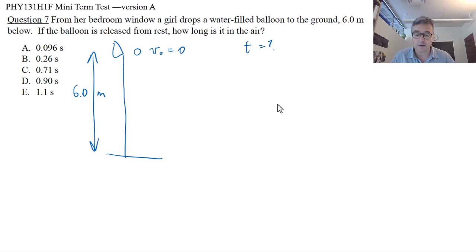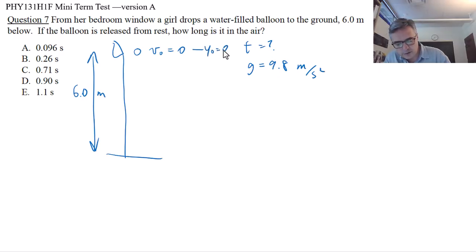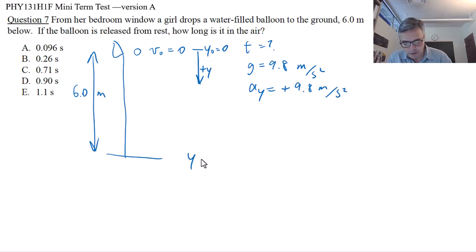So this is free fall. I'm going to assume there's no air resistance, so I'm going to say g is equal to 9.8 meters per second squared. That's the acceleration. So what I need to do here is define my y-axis. I think what I'm going to do is say that y0 equals 0, and I'm going to put the plus y direction downward, so that a sub y is equal to plus 9.8 meters per second squared. And then y final is plus 6.0 meters.